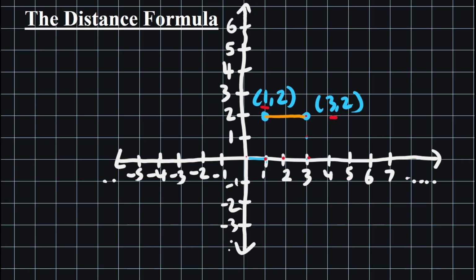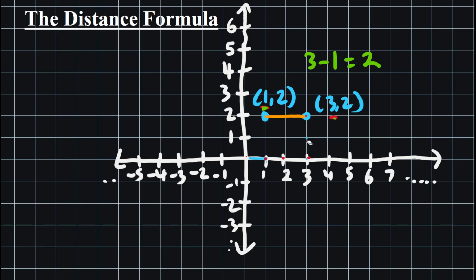So all you have to do, you could simply just subtract them. So you could take the larger one first, so 3 minus, and then this other x-coordinate, 1. 3 minus 1 is 2. And that's it. The distance between them is 2. And the length of this line segment between these 2 points is simply 2. And that's how you find the distance between 2 points, but that only works if they have the same y-coordinate.